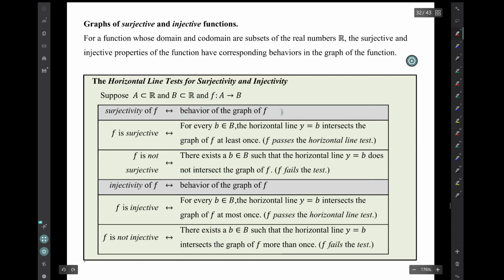Now what about injectivity behavior? To say that f is injective means this. For every horizontal line of the form y equals b, where little b is an element of capital B, that horizontal line intersects the graph of f at most once. We say that f passes the horizontal line test. But to say that f is not injective means that there exists a horizontal line, y equals b, where b is in capital B, such that that horizontal line intersects the graph more than once.